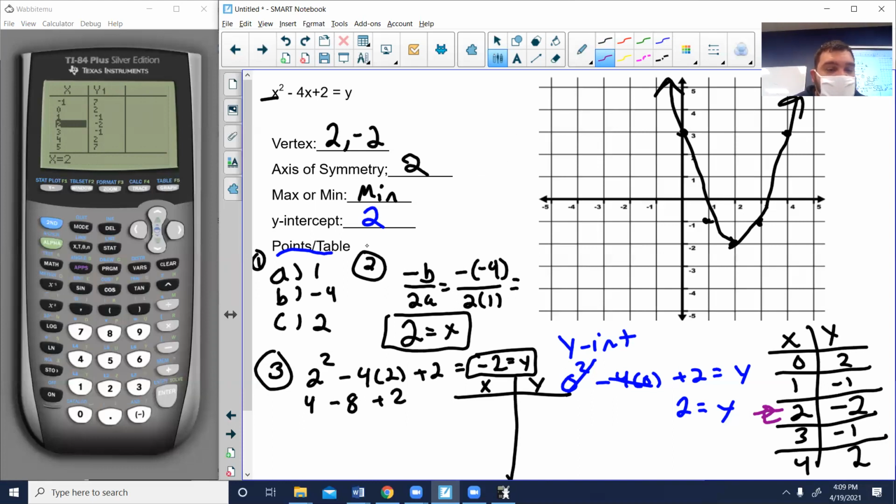Oh, y-intercept? Y-intercept is where x equals 0. Wait a second, your calculator literally could tell you where x equals 0, so you can even use your calculator for y-intercept. Don't trace it yet. We're gonna do tracing on the last question, okay? You'll see that, because I'll give you the answer.